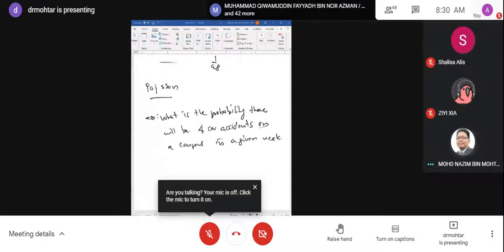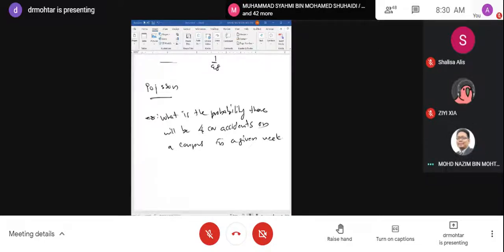So in Poisson distributions, the probability of the success is very small.